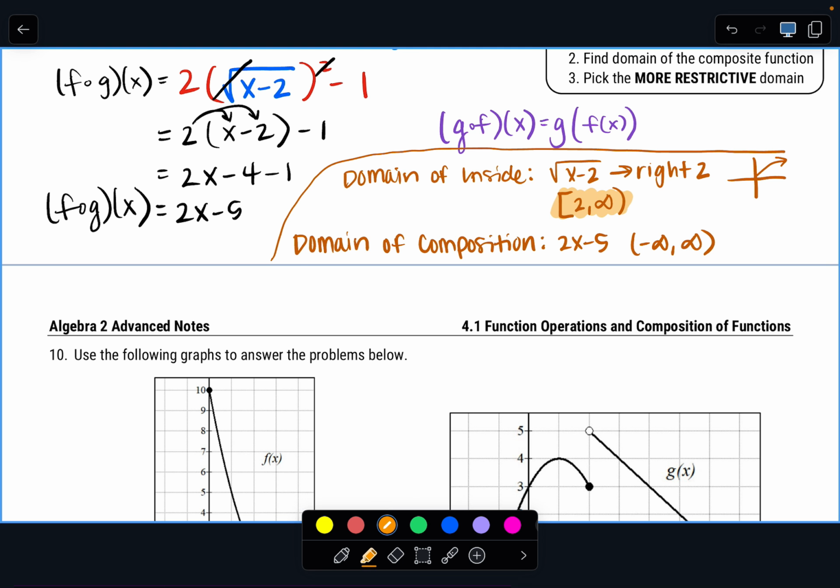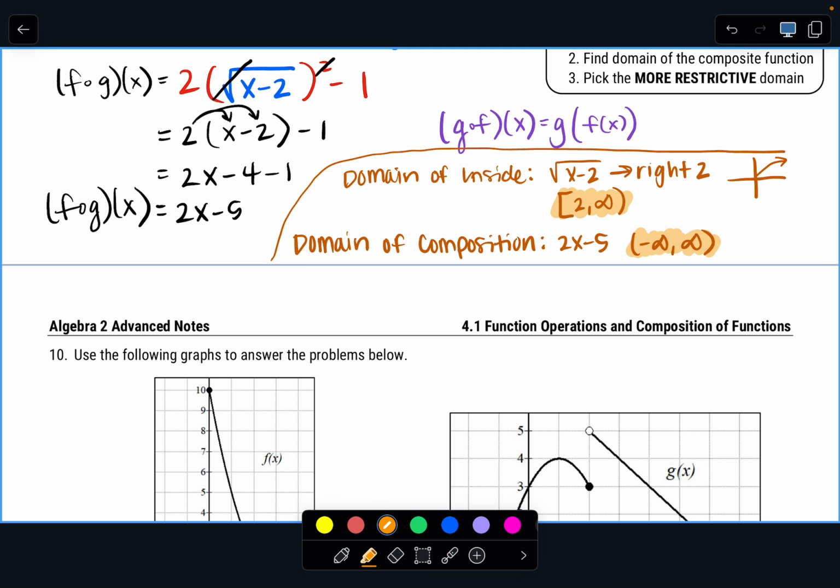Why is it infinity again? Because it's all of them. Because it's all of the numbers. A linear function is not restricted at all. So whenever you have a linear function, your domain and your range, both of them, are always negative infinity to positive infinity. So looking at the 2 that we have, which one is more restrictive?